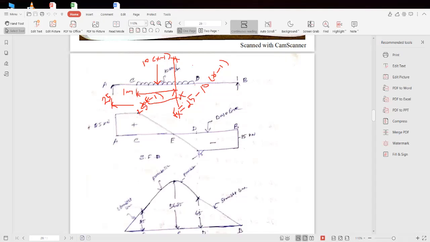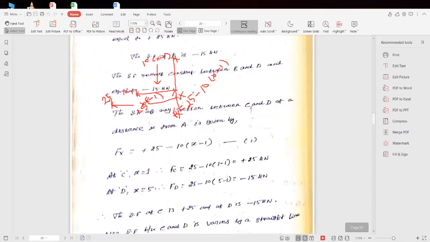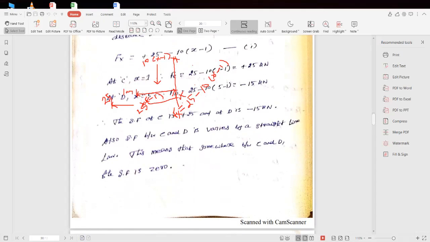So now you can see here. So at C point x equal to 1, so 25 kilonewton. Just a minute. Now erase this one.